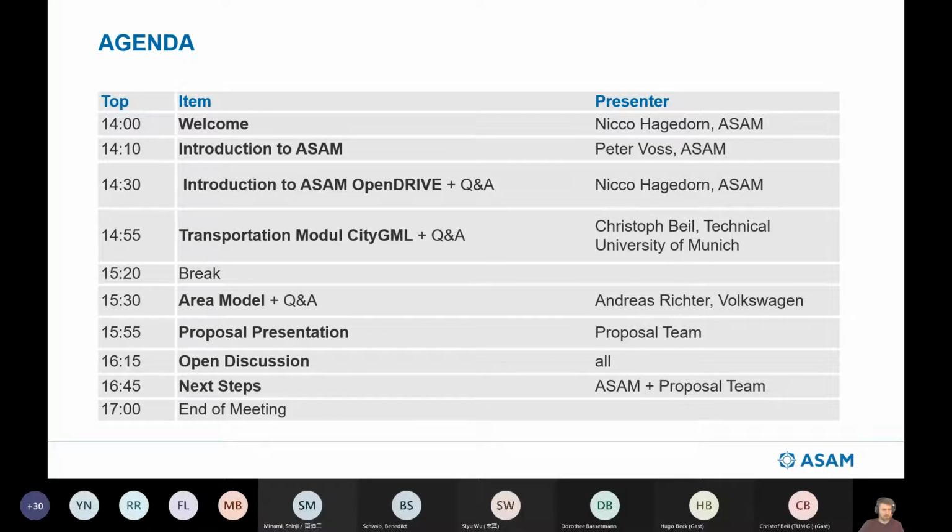And then we will have the proposal presentation. So Andreas and Christoph and Roland worked on the proposal for that project, and they will present to us what they came up with.